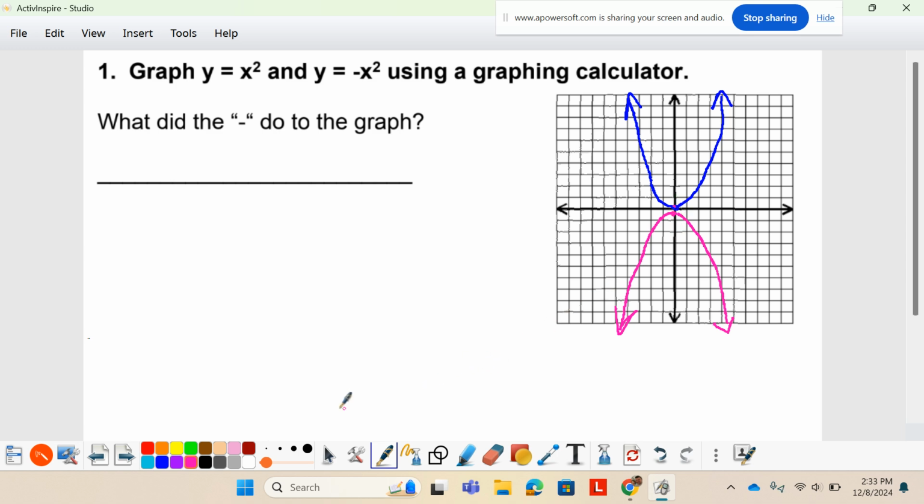And so when we talk about what the negative sign is actually doing to the graph, what it really does is cause it to reflect across the x-axis. So reflect across the x-axis. If you have a negative sign, it's basically going to make your graph flip over.